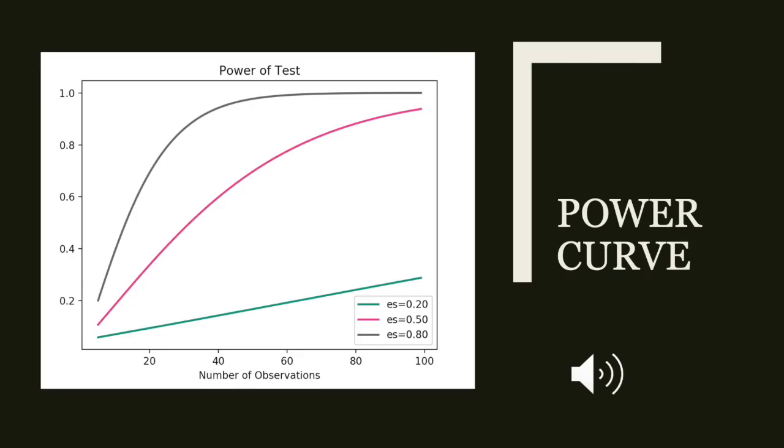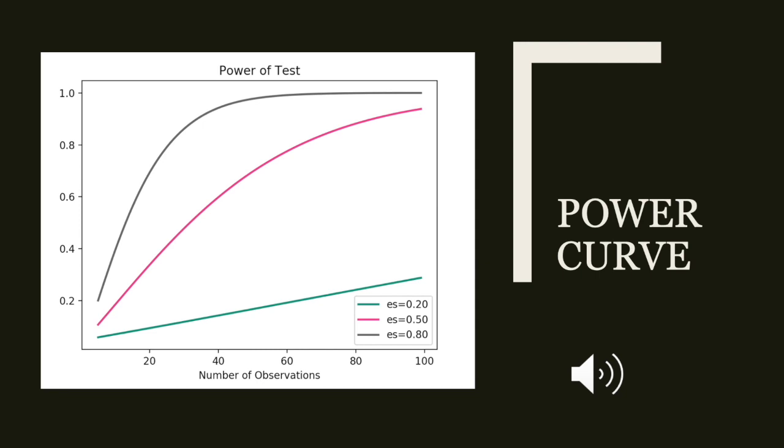Power analysis can be explained by two graphical examples, the OC curve and the power curve. In this slide, I will talk about the power curve first. The horizontal axis is the sample size and the vertical axis is 1 minus beta, which is the probability of rejecting a false null hypothesis successfully.